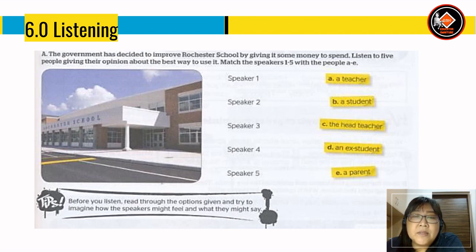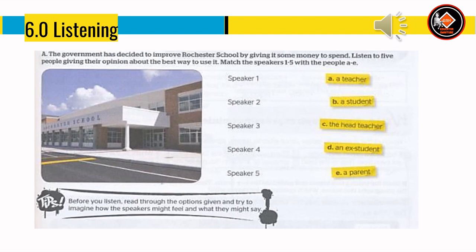So you have speaker 1, speaker 2, speaker 3, speaker 4 and speaker 5. A, you have a teacher, B, a student, C, the head teacher, D, an ex-student, and E, a parent. Tips. Before you listen, read through the opinions given and try to imagine how the speakers might feel and what they might say.